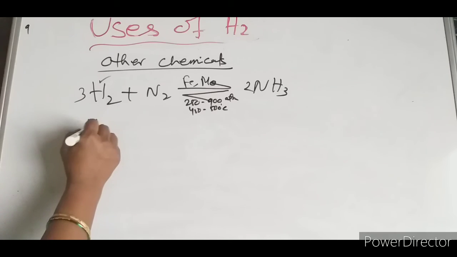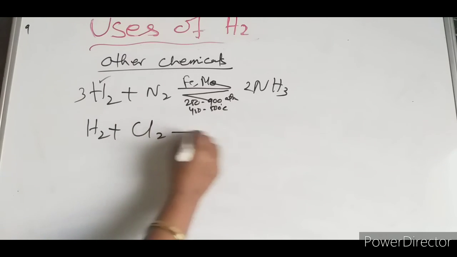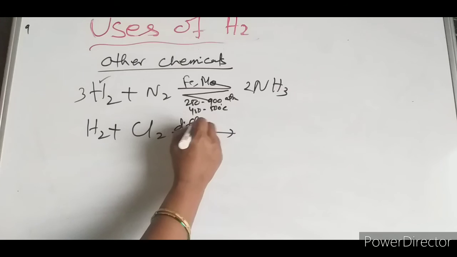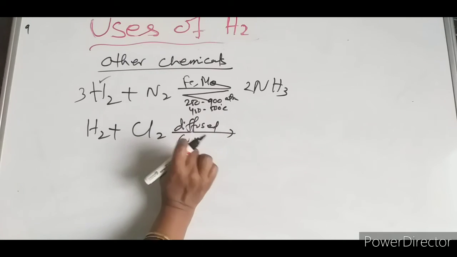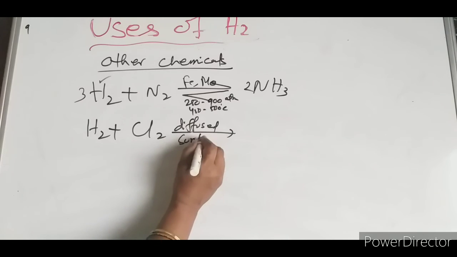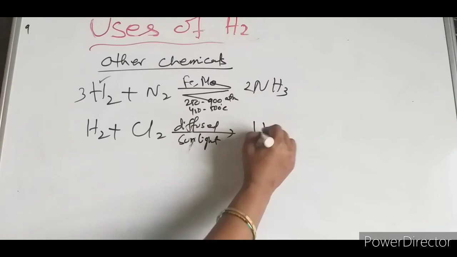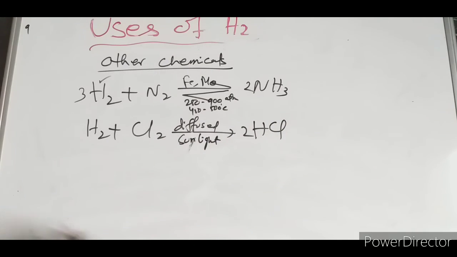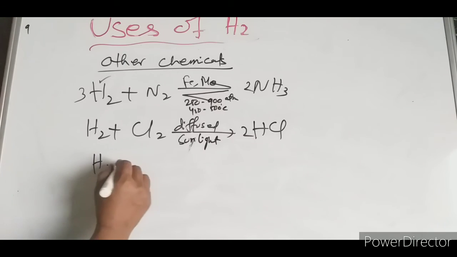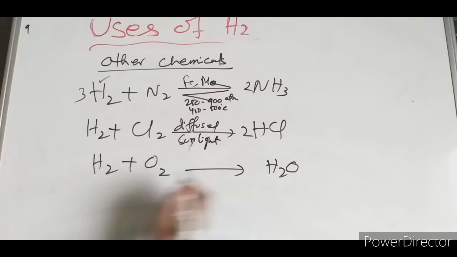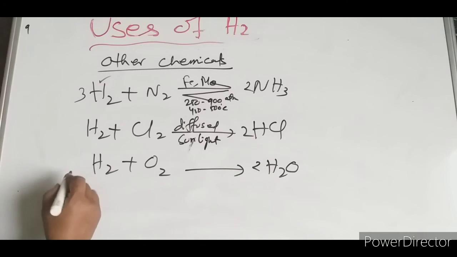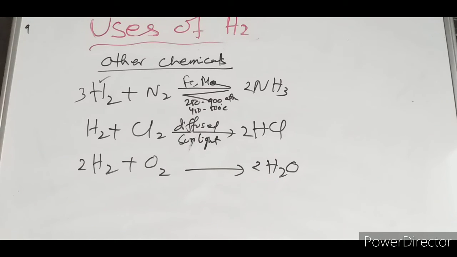Let us take hydrogen with chlorine in diffused sunlight, which produces HCl. Hydrogen with oxygen gives rise to water as the product. Okay, so all these are the uses of hydrogen.